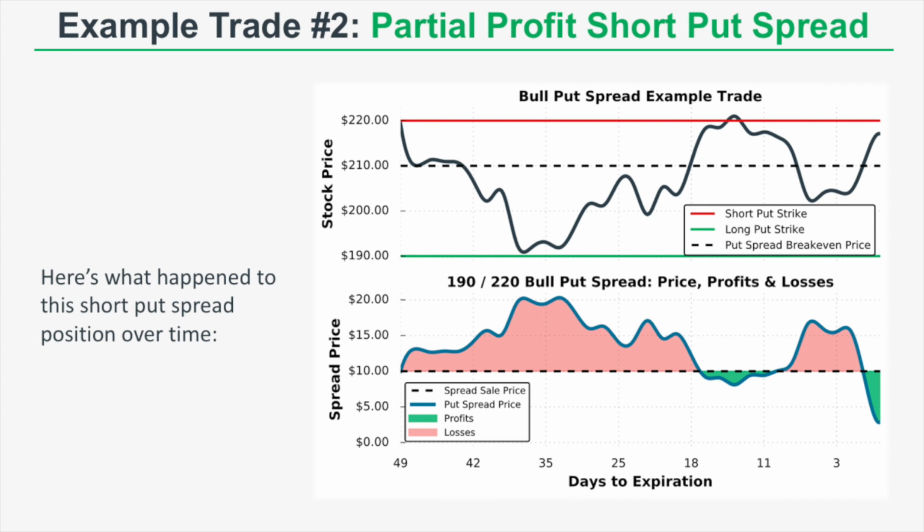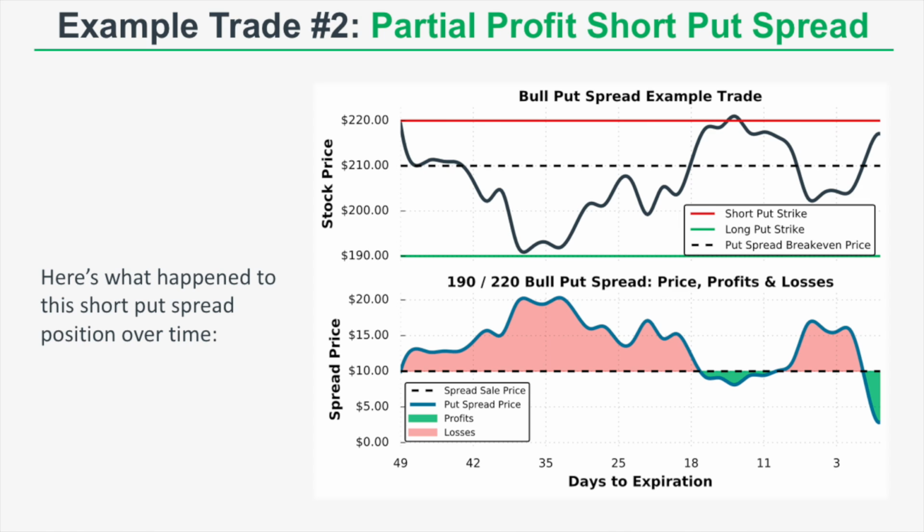Alright, so like before, in the top part of the graph we're looking at the changes in the stock price relative to the short put and the long put strike price and the break-even price of the short put spread. And in the bottom part of the graph we're looking at the price of the 190-220 bull put spread. And we're looking at any corresponding losses or profits as that spread's price is changing.